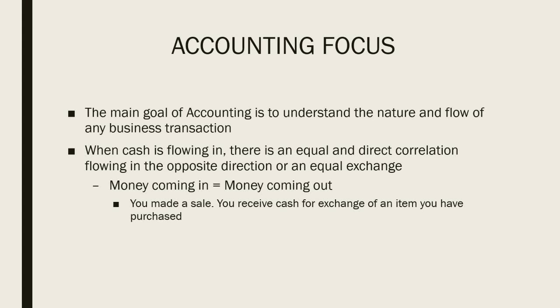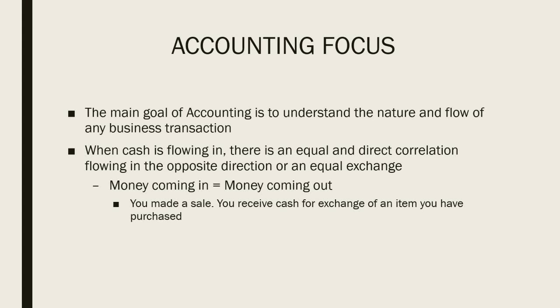So other than that, when cash is flowing in, you need to understand that there is an equal and direct correlation to the opposite flowing, which is your credits, obviously. So again, it doesn't apply to just science, right? It applies to accounting as well. Understanding that if you have one action, you're going to have a reaction, and that's what the double entry reflects. If you're having one flow direction, you're going to have an equal and opposite direction.